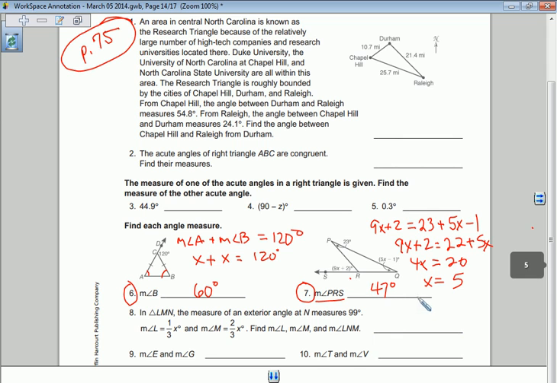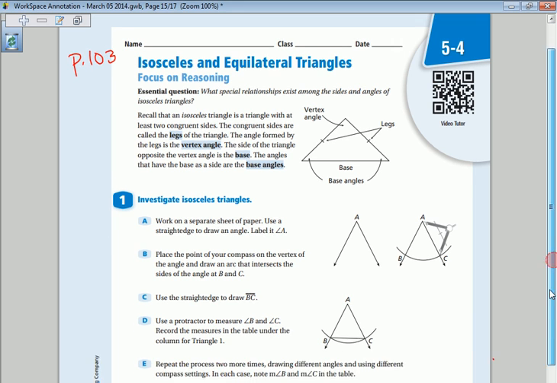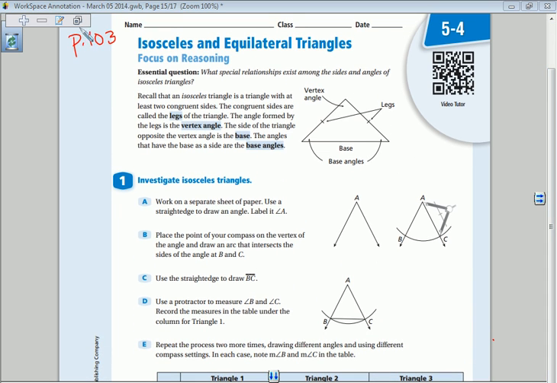Any questions? Okay, at the bottom of the page, there's a couple that have to do with all three angles of a triangle. Well, what would we do? We would add them up and set them equal to 180. So we're not going to spend a lot of time with that. I think you've already had a little practice with that. We're going to flip over to page 103 now.